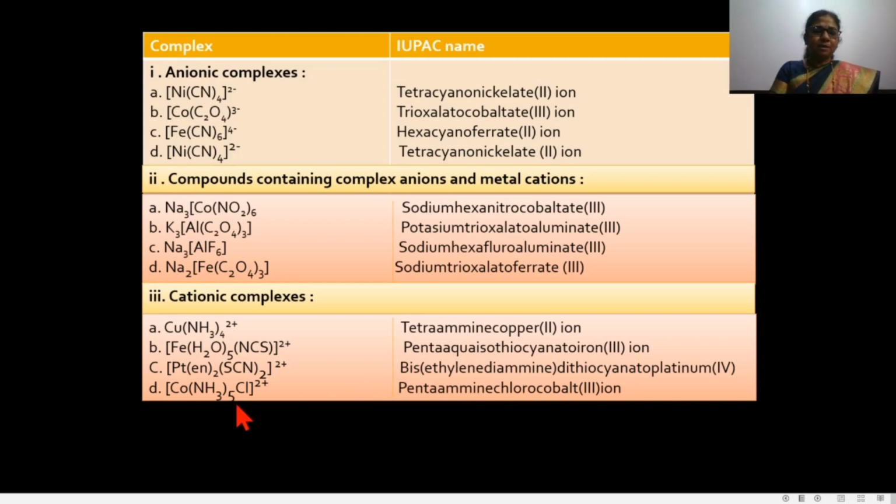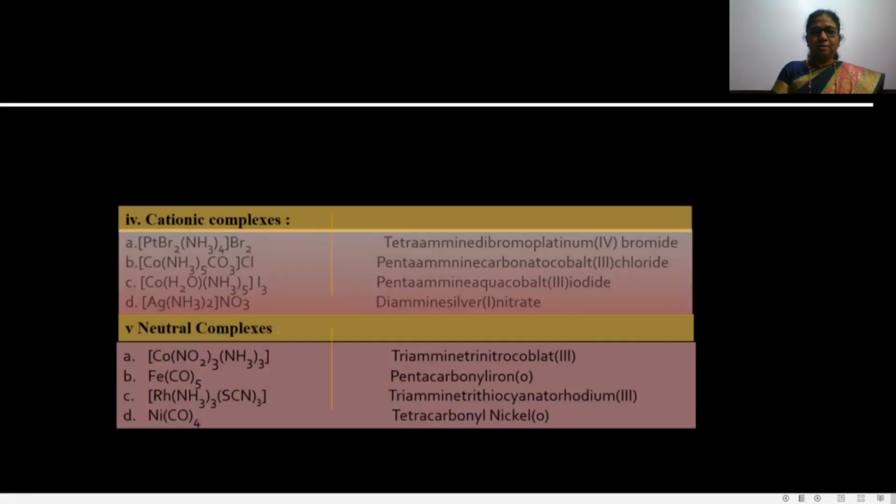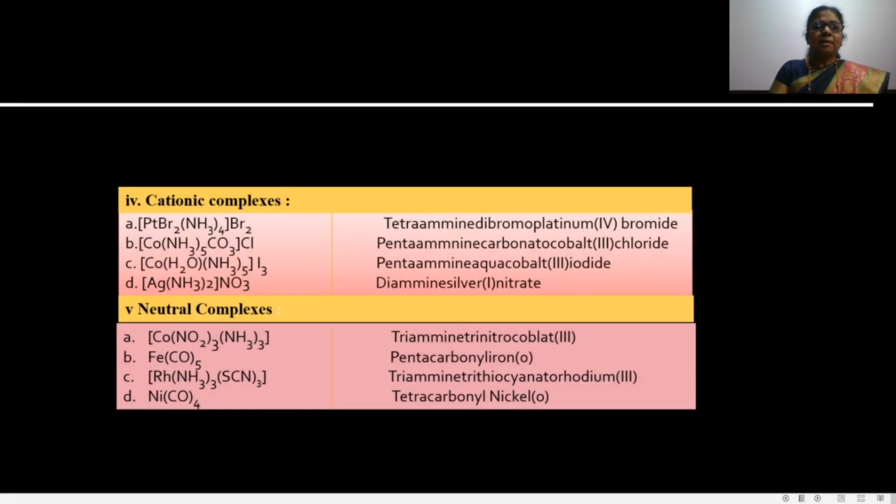Then the next complex is [Co(NH3)5Cl]. Here also there are 2 types of ligands. Then write the alphabetical name. Then how many amine groups are there? 5. Therefore, the name of this compound is pentaamminechlorocobalt ion. In this way, we give names to the different types of complexes. Then now see the next examples, cationic complexes.